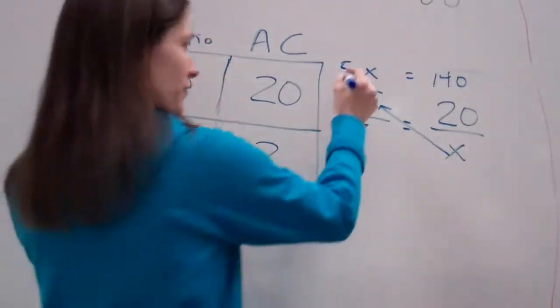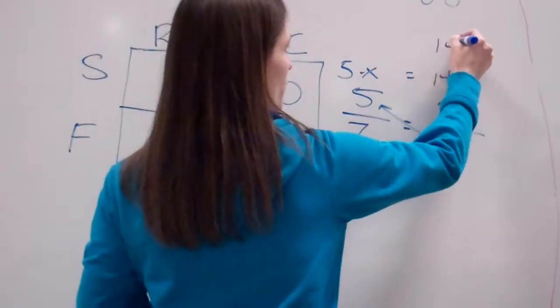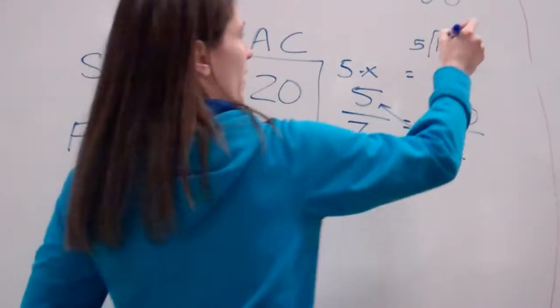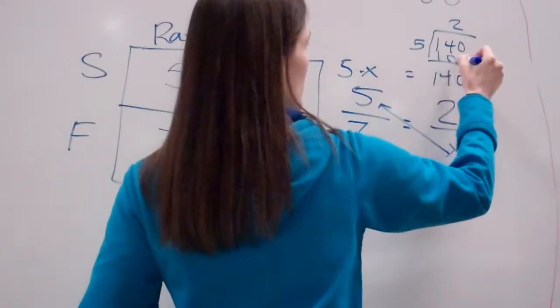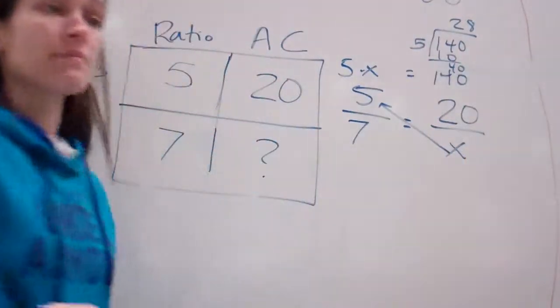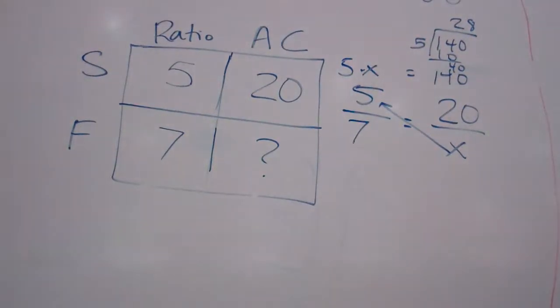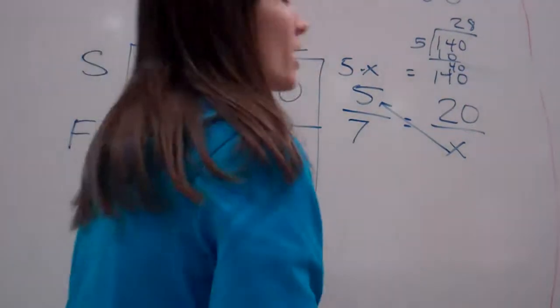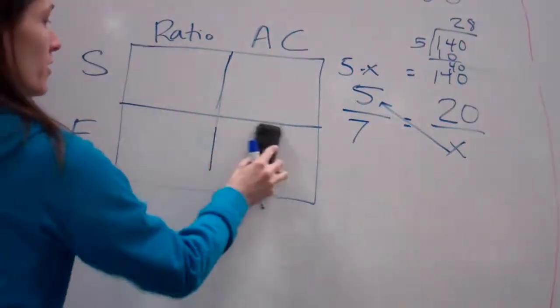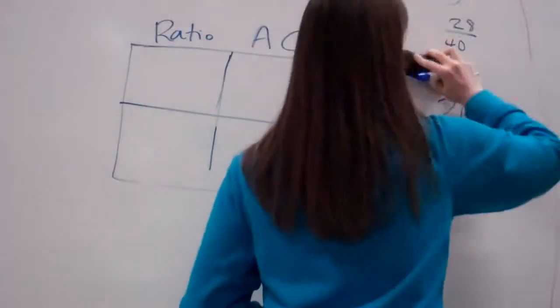And then 20 times 7 equals 140. And then 5 times what equals 140? And so 140 divided by 5. 5 times 2, 10. 4 times 8. Okay? So either way, you're going to get the same answer. Okay? The first one was a lot easier. Okay. This next one, I want you to write down.